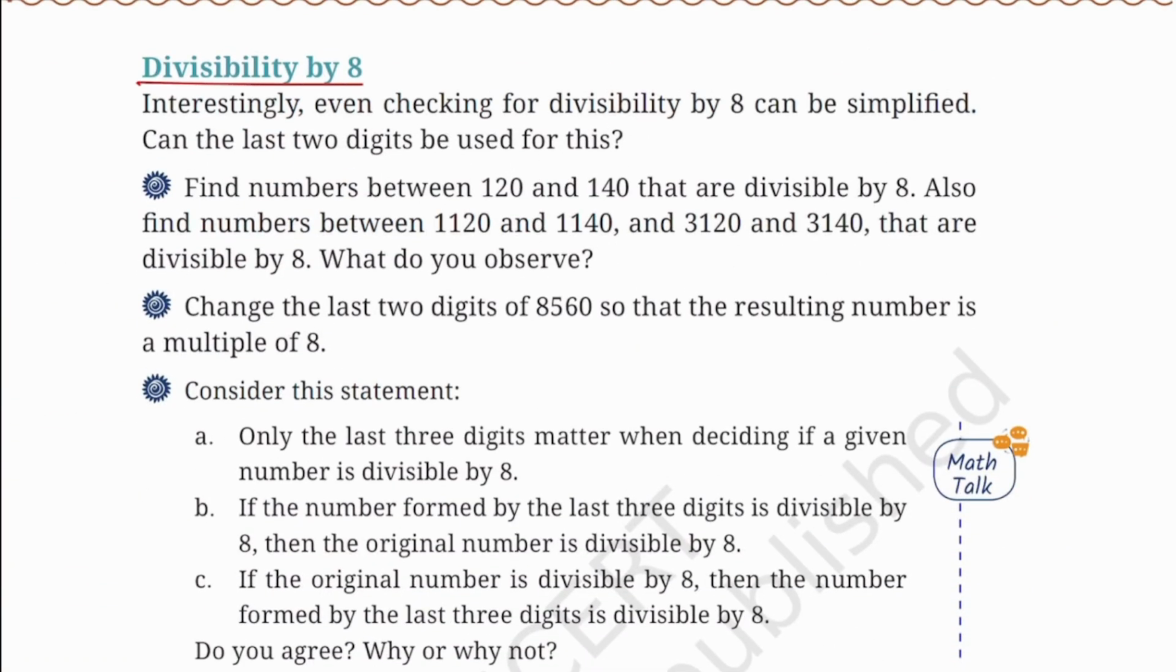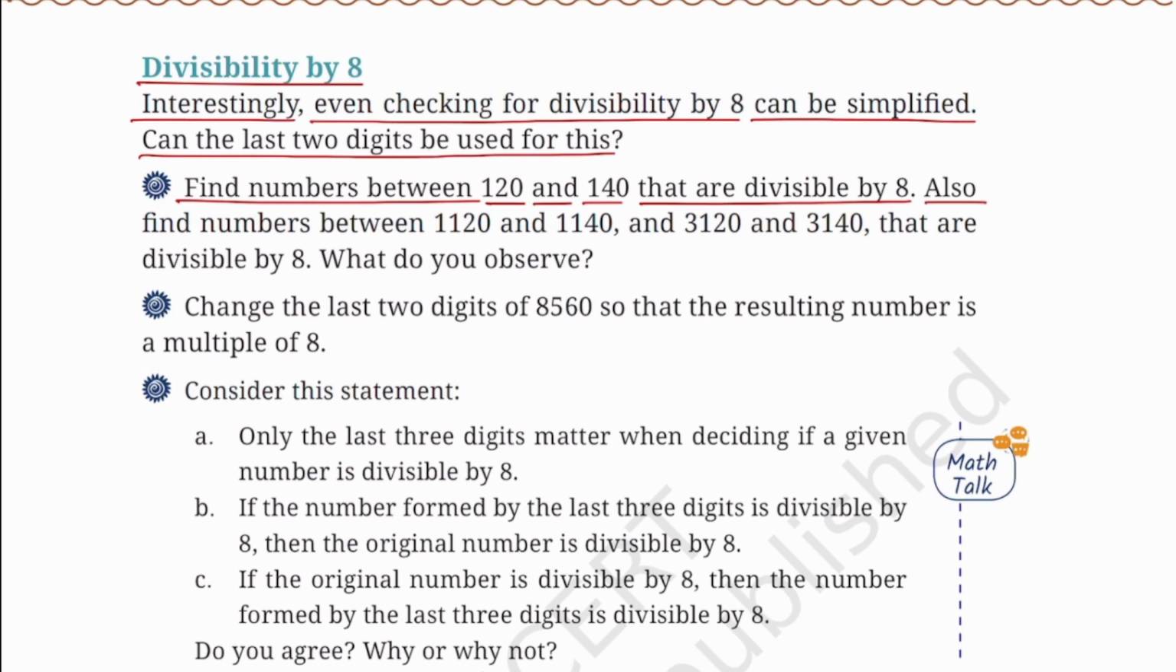Divisibility by 8. Interestingly, even checking for divisibility by 8 can be simplified. Can the last two digits be used for this? Find numbers between 120 and 140 that are divisible by 8. Also find numbers between 1120 and 1140 and 3120 and 3140 that are divisible by 8.